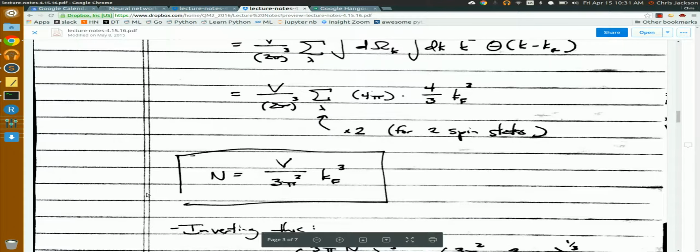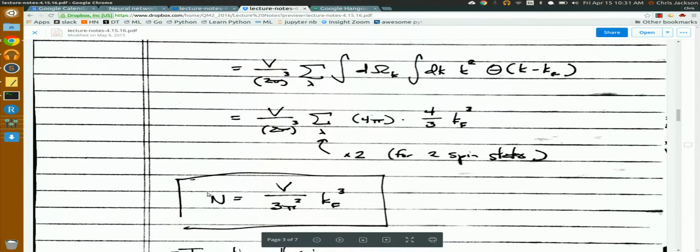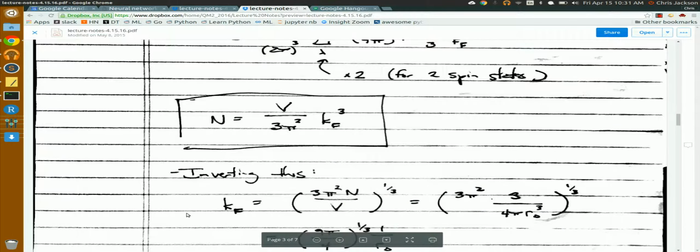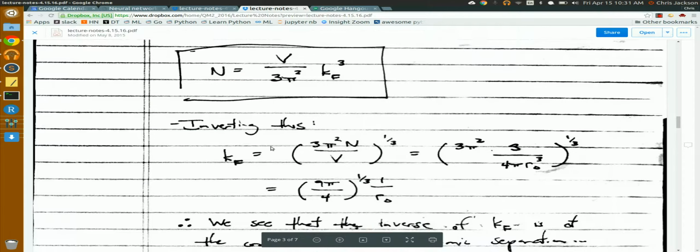Okay, so I can put all that together, and I find that I can write the number of particles in terms of k Fermi. Or inverting it, you can write k Fermi in terms of the number and the volume, like this.